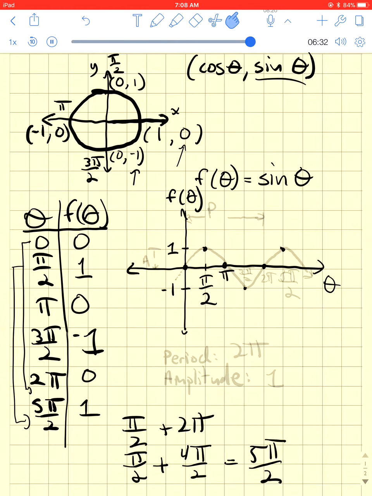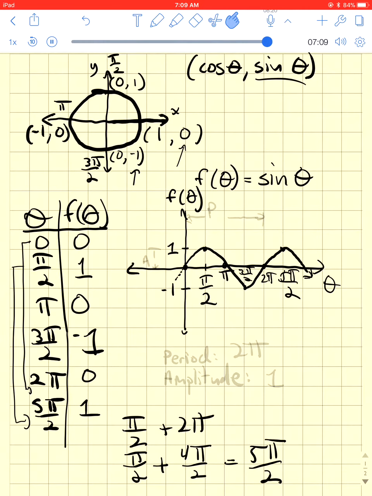We have period to think about, and we have amplitude. Well, amplitude for this one, the highest it goes up is 1, positive 1, and negative 1. So the amplitude of this function is the distance from the x-axis, or up to 1. So this is amplitude. I'll just put A there.